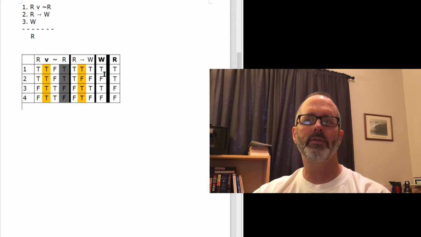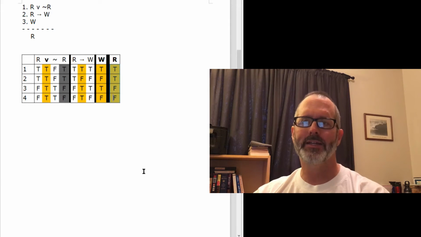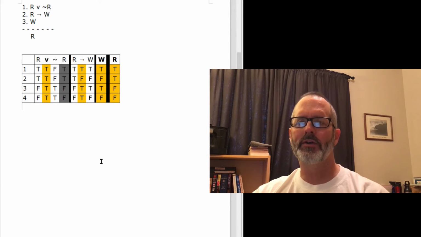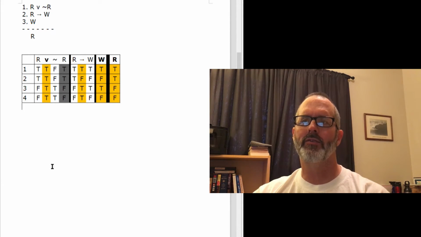The third premise, notice, is already solved. I already have my final values. There they are. Also for the conclusion, already solved. Those are the final values under the main connective. So now we're ready to read. We have circled the values under each of our 3 main connectives for our premises. We have circled the main connective value under the conclusion.